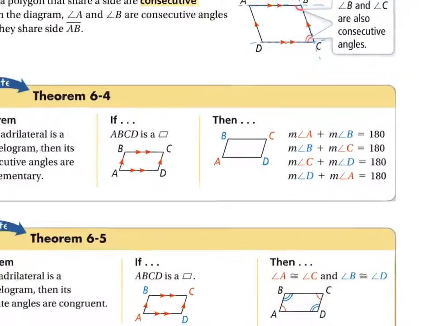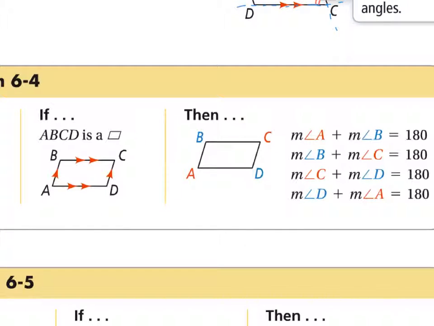for example here, Theorem 6-4, if we have a parallelogram, then we know that consecutive angles are going to be supplementary. So I know, and there's that whole list of all the consecutive angles, I know that angle A plus the measure of angle B is 180. B and C are supplementary. C and D are supplementary. D and A are supplementary. Okay? That is always going to be true for parallelograms. And again, that goes way back to when we talked about parallel lines cut by transversals.